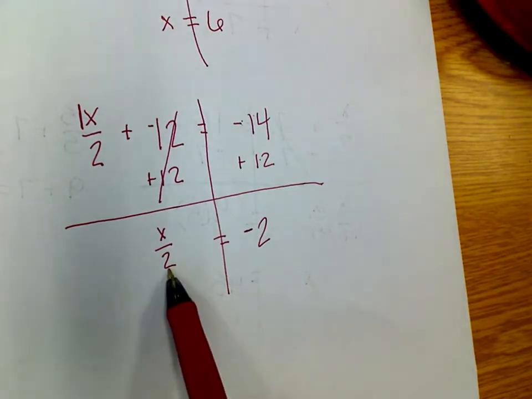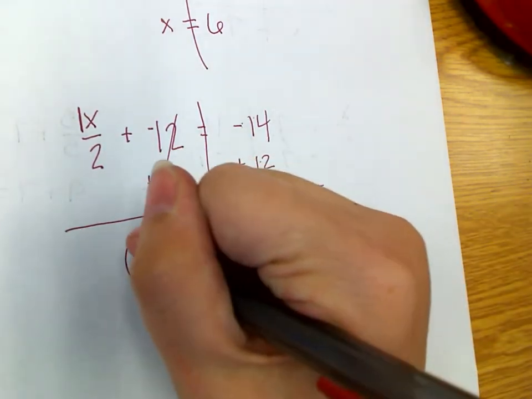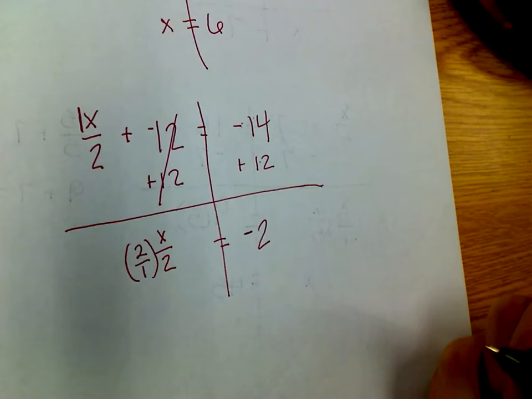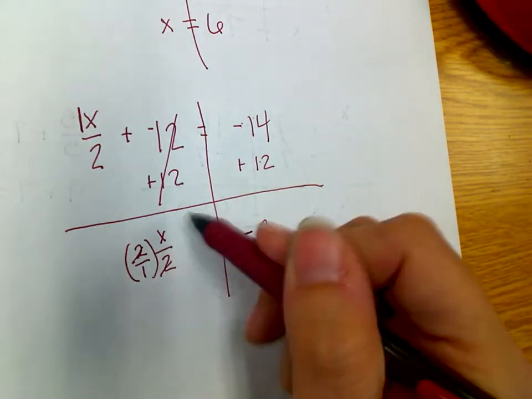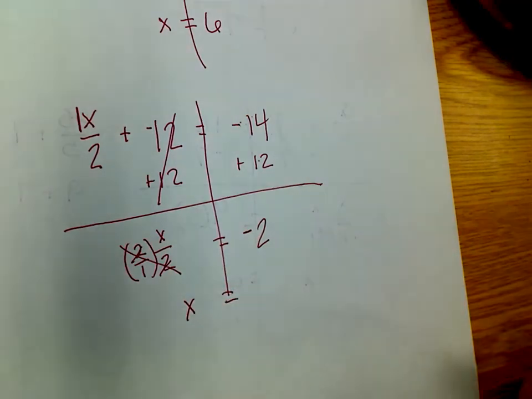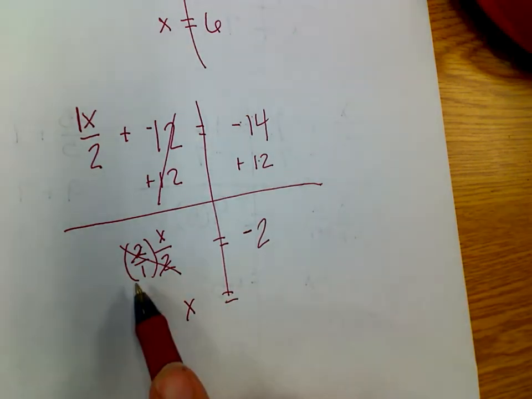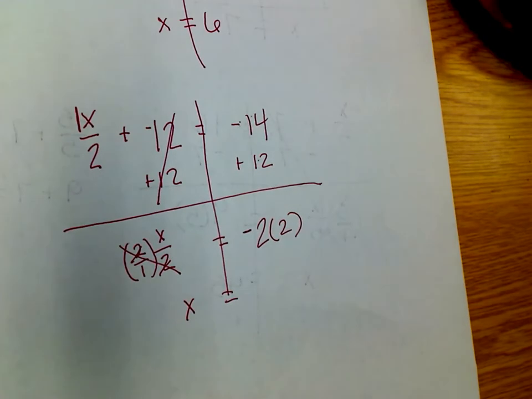Well, I have to get rid of this. So to be able to do that, if I multiply it by 2, that'll cancel it out. So I'm really saying 2 times 1, okay, 2 over 1. So that cancels it out, and that just leaves me with 1x. So that's x equals, and what do I have to do over here? I multiplied that side by 2, so I need to multiply this side by 2.